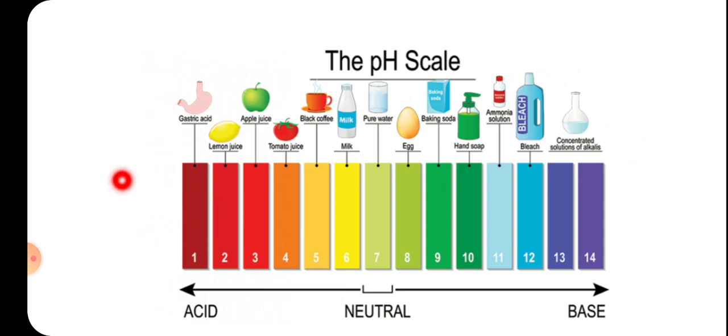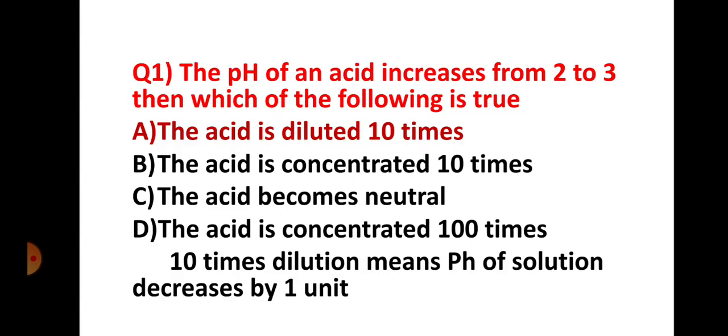This question is saying that if we increase the pH value from 2 to 3, then acid nature decreases, the strength of the acid decreases. In such a case, we need to dilute the given acid. So if you see this question, pH value is increasing from 2 to 3, which means we are diluting, making the acid less strong.